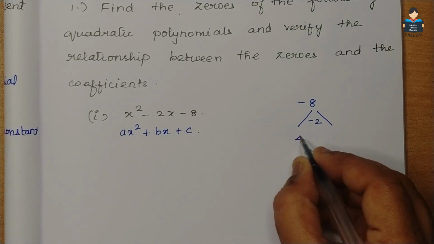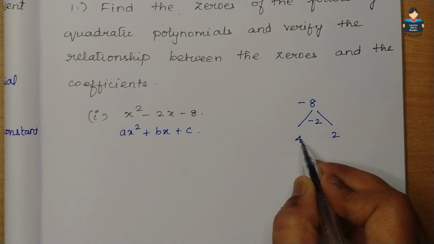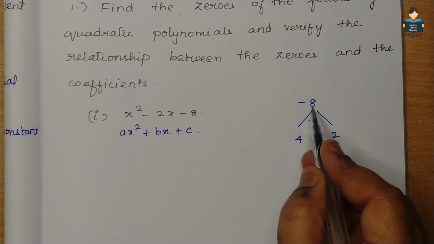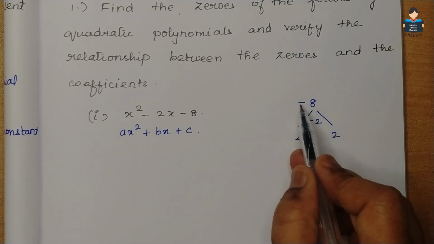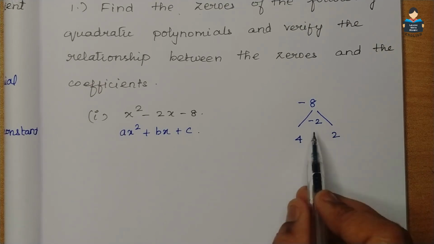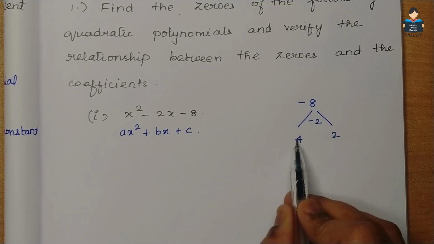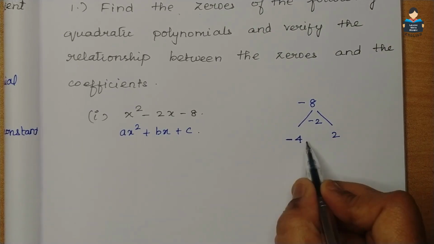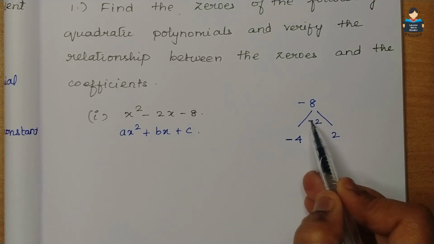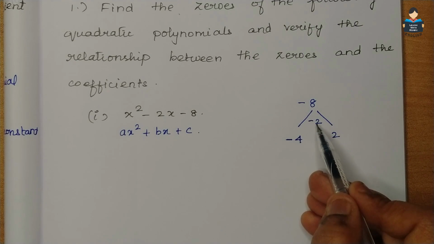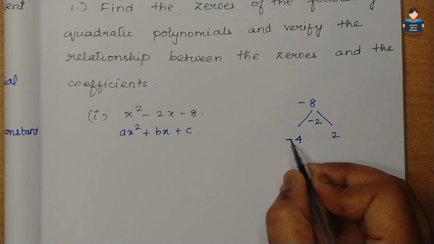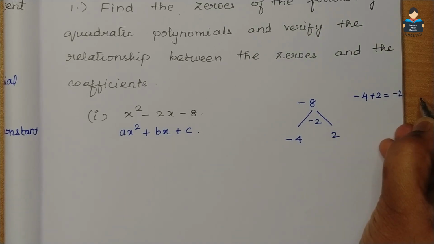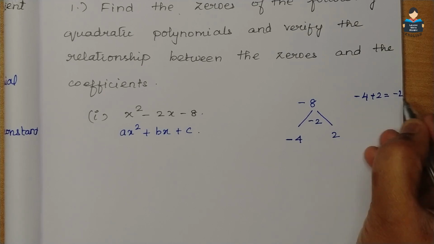So I am taking 4 and 2. If I take 4 and 2, both are positive. So when I multiply 4 into 2, I will be getting only 8, but I have minus 8 here. And here I have minus 2. So I have to put minus before 4, because when I add or subtract, I should have the sign of the greater number. So when I subtract minus 4 plus 2, I will be getting minus 2, since I will put the greater number sign.